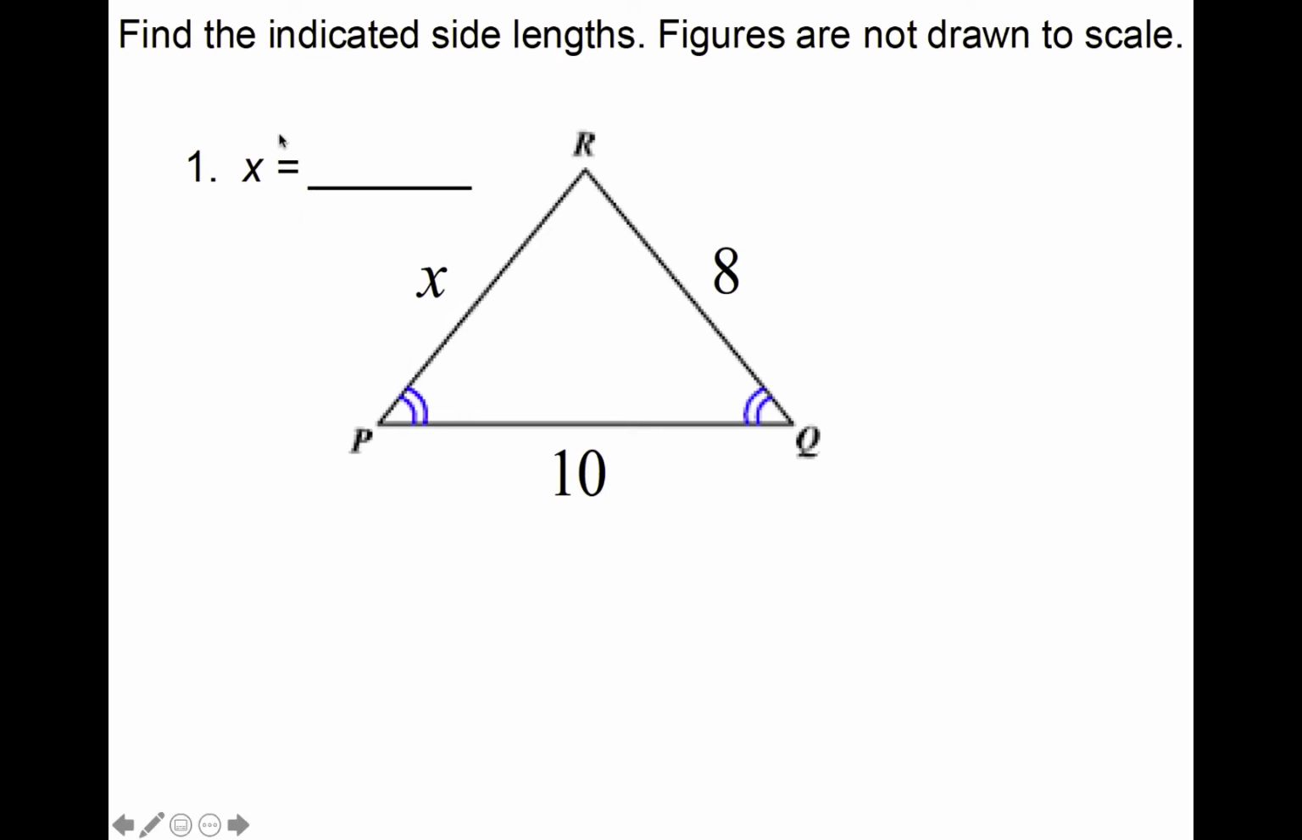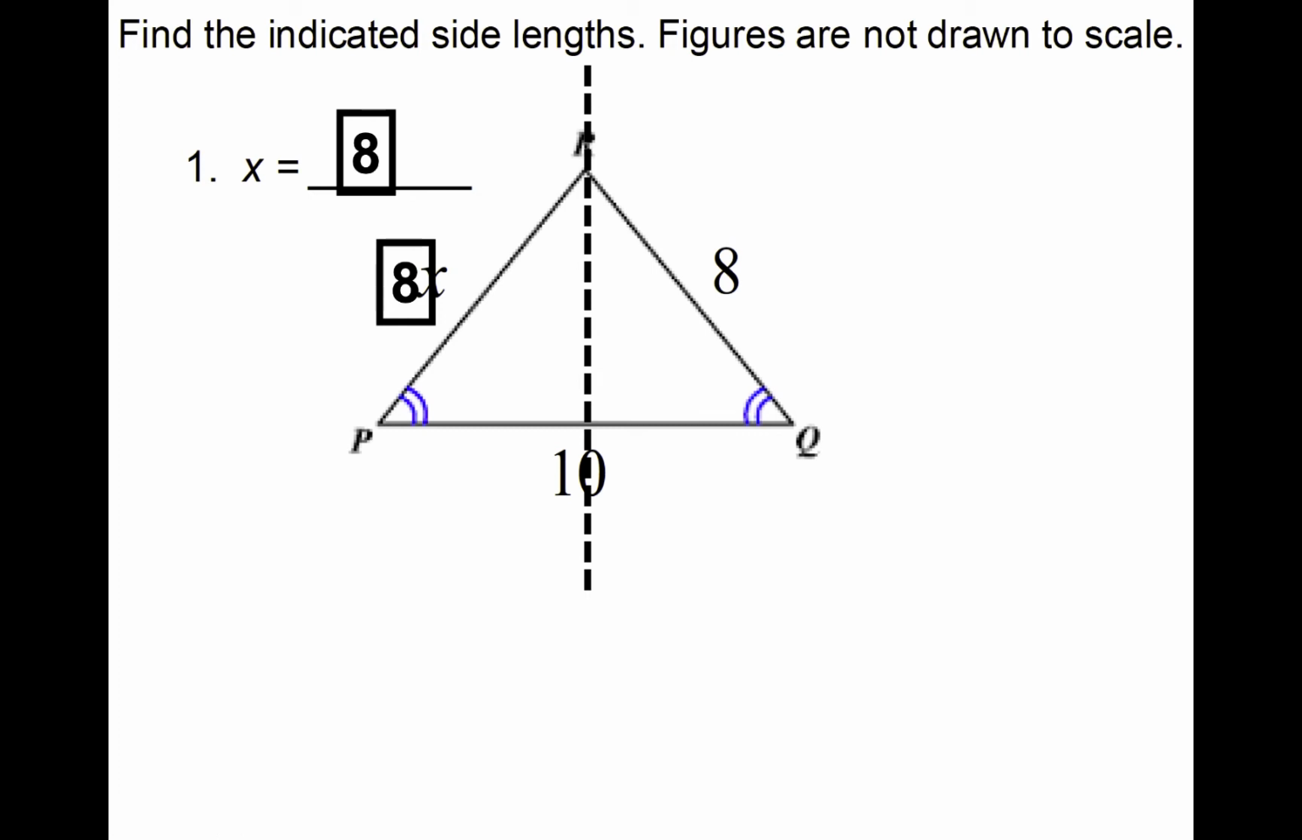So as we look, it says to find the indicated side lengths and angle measures. Figures are not drawn to scale. So as I look at this picture, I'm shown that these two angles are congruent. So if I was to draw the line of symmetry, it would go down the center like this. So that means this side is going to match up with the other side. So x equals 8. That 10 is just there to confuse you. It's an extra number that we don't need. Notice the sides of a triangle do not add to 180 degrees. The angles of a triangle add to 180 degrees.